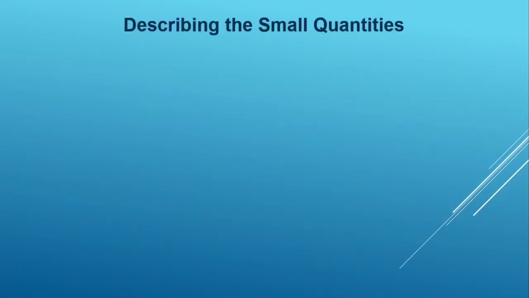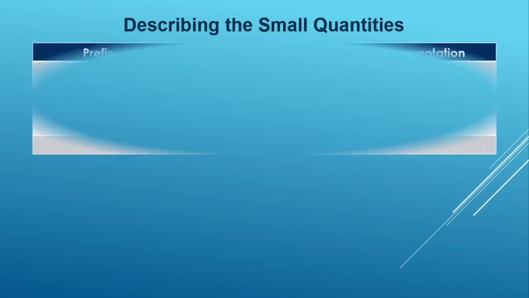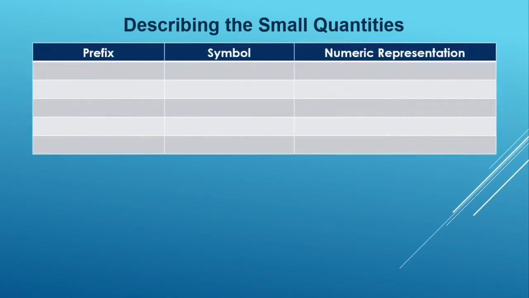Next, we have to describe the small quantities. These are the prefixes used for smaller quantities or below the standard units. The first one is milli. The symbol for milli is small letter m, and the numeric representation of milli is one thousandth, or 0.001.